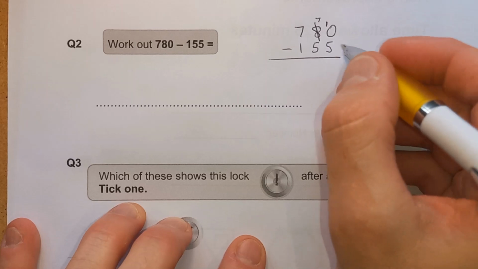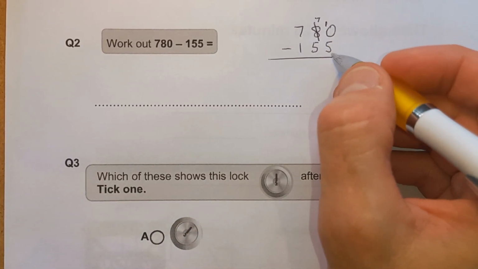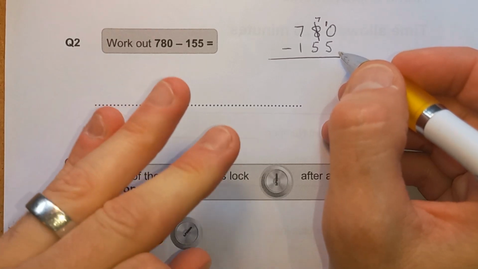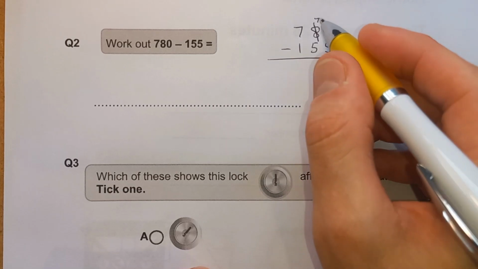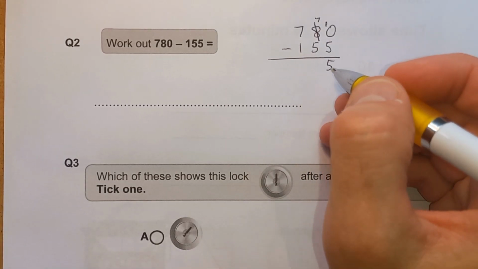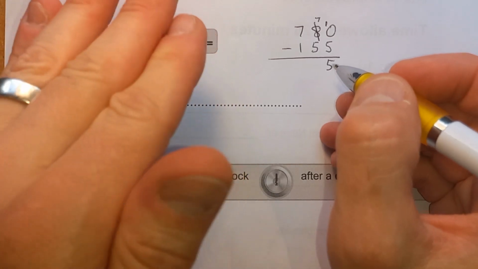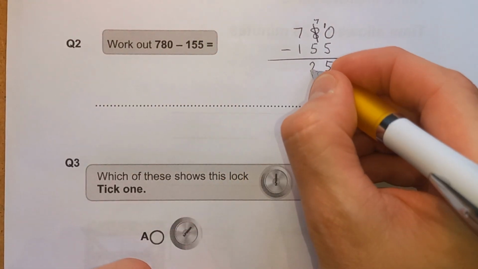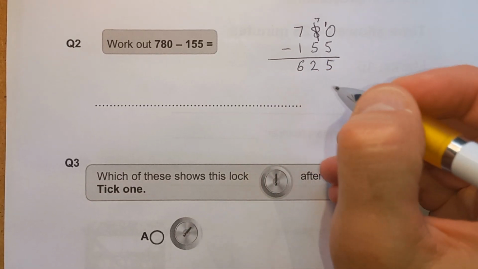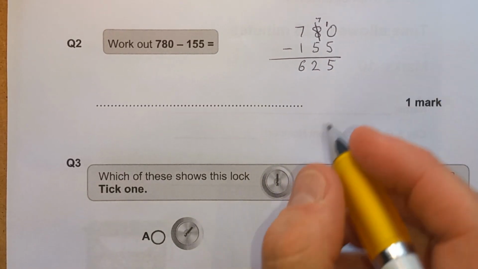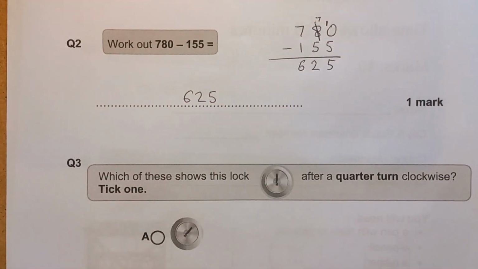We've now got 10. So we can do 10, take away 5. So 10 take away 5, that's going to be 9, 8, 7, 6, 5. That's going to leave us with 5. We've now got 7 take away 5. So we can start with 7, 6, 5, 4, 3, 2. And we've got 7 take away 1, which is going to give us 6. So we've got an answer of 625.